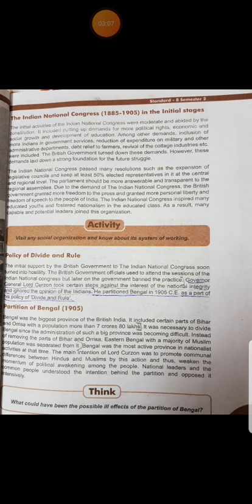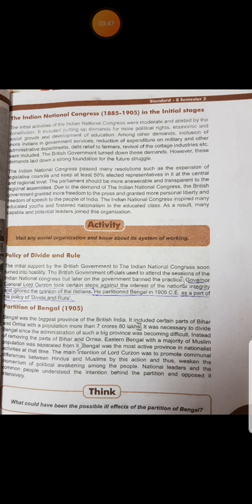The Indian National Congress passed many resolutions such as the expansion of the Legislative Council and keeping at least 50% elected representatives in it at the central and regional level. The parliament should be more answerable and transparent to the regional assemblies. Due to the demand of the Indian National Congress, the British government granted more freedom to the press and more personal liberty and freedom of speech to the people of India.